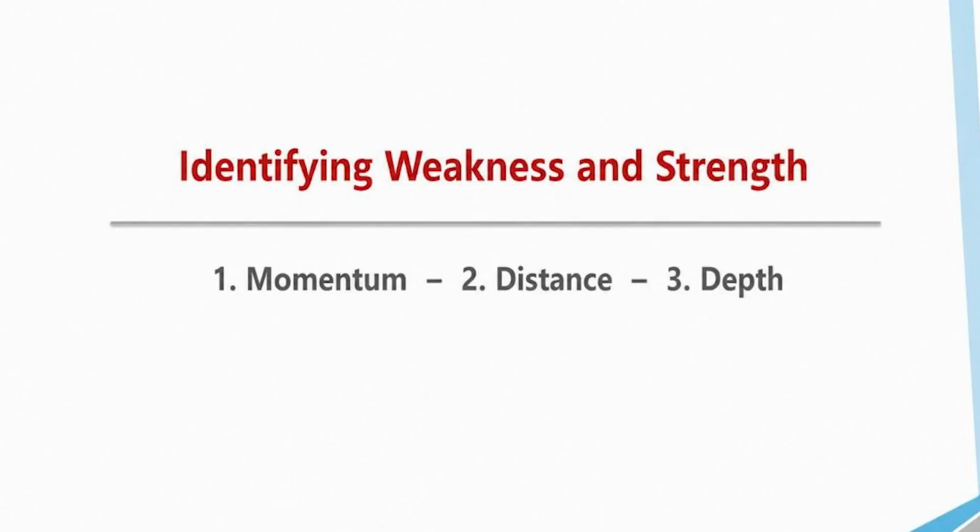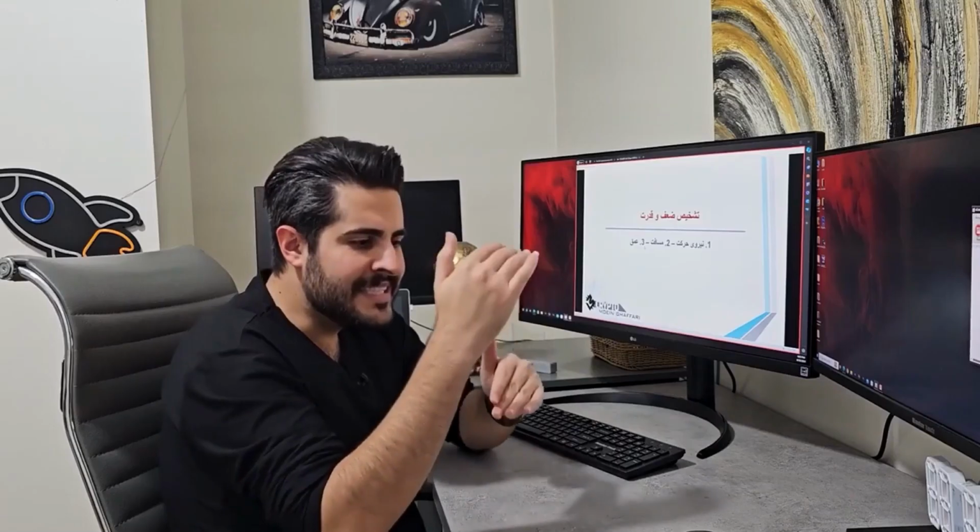The second point for identifying weakness and strength is distance and depth. Last session we talked about trends. What did they consist of? Of price legs and corrections that happen successively. Now, the distance each price leg covers in an uptrend or a downtrend, whether it increases or decreases, can indicate the weakness or strength of that trend.